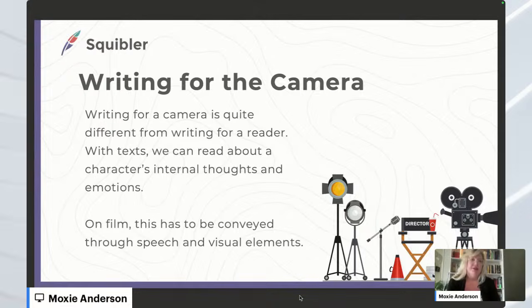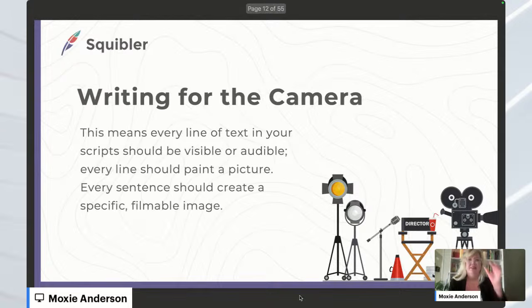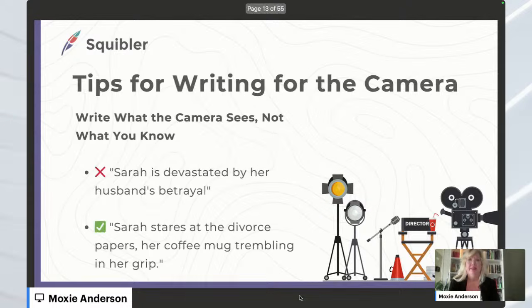So writing for the camera is quite different from writing for a reader. With text, we can read about a character's internal thoughts and emotions, but on film, we have to see this through speech and visual elements. This means that every line in your text should be visual, audible, it should paint a picture, and every sentence should create a specific filmable image.